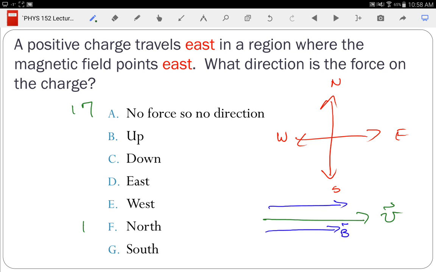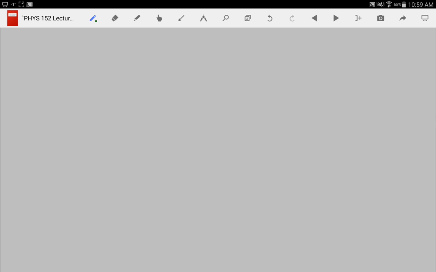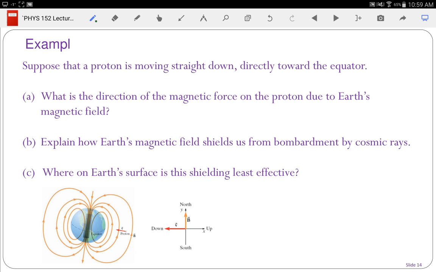17 with no force and 1 with north. Wait. Don't ask. Okay. The 17 are correct. Why are they correct? Because there's no perpendicular portions. Cross products only give you a non-zero answer if you have something that's at least partially perpendicular. When they're parallel, it's always 0. One of our simple cases, you don't have to sit here and try to bend your fingers in funny directions. You just say, 0.